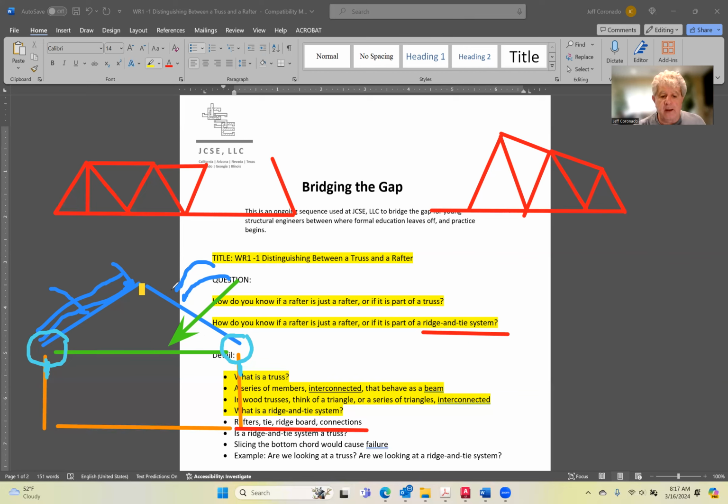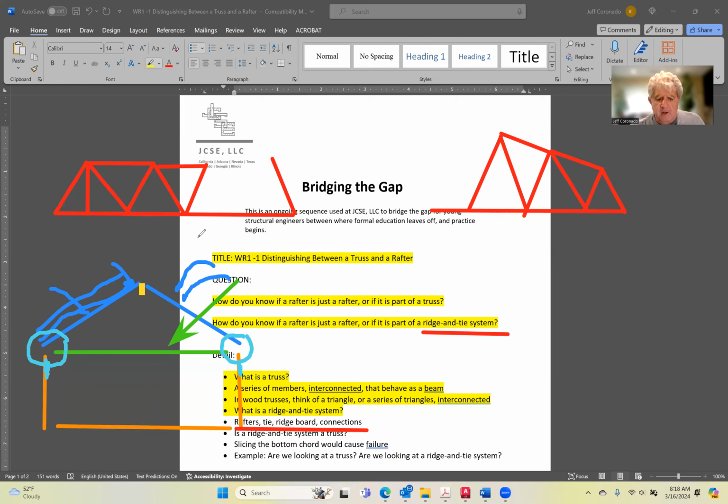We've got a triangular shape. All three members are in the same plane. What else? They're interconnected. It serves as a beam, right? Because this is kind of like the longitudinal direction with transverse loading, all the things that we've covered in the past that constitute a truss is what we have here. So yes, a ridge and tie system is a simple truss made out of one triangle, a single triangle.